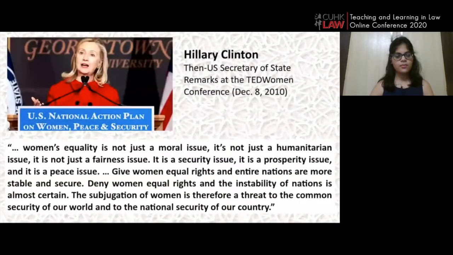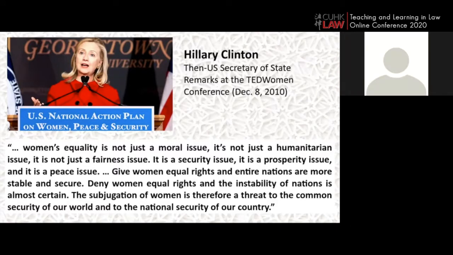Now, the women, peace and security agenda stands for a global set of resolutions, statements, action plans, acts, strategies, and initiatives that contend that women's equality is a security and peace issue, and that women's full involvement at all levels of peace and security decision-making is essential to global stability and prosperity.